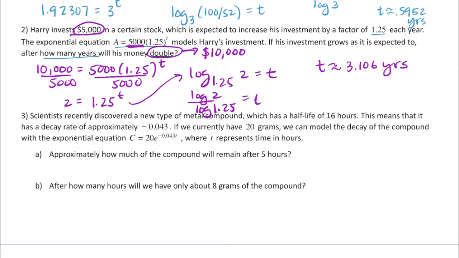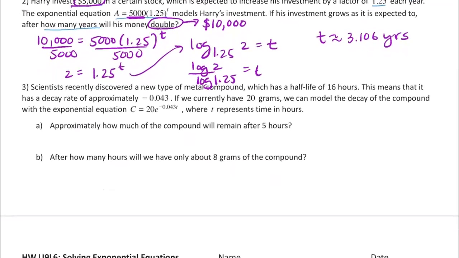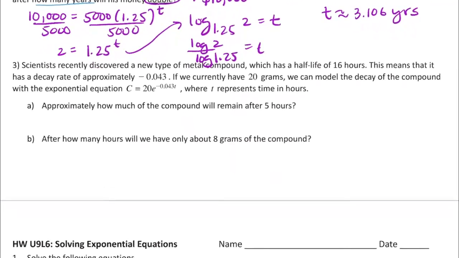Last one, scientists recently discovered a new type of metal compound, which has a half-life of 16 hours. This means that it has a decay rate of approximately negative 0.043. At this point, we don't really understand where that comes from. We're just going to take what they say and just trust it. If we currently have 20 grams, we can model the decay of the compound with the exponential equation, such as that, where T is time in hours. Approximately how much of the compound will remain after 5 hours?